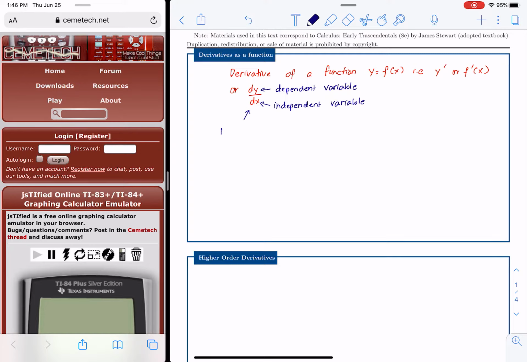So here, this is the derivative of y with respect to x. If you look at that, we can say derivative of f of x with respect to, sometimes we write with respect to as w.r.t., with respect to x. So here, one thing that we've got to realize is that the derivative of a function is also a function, which is why we denote it as f prime of x.